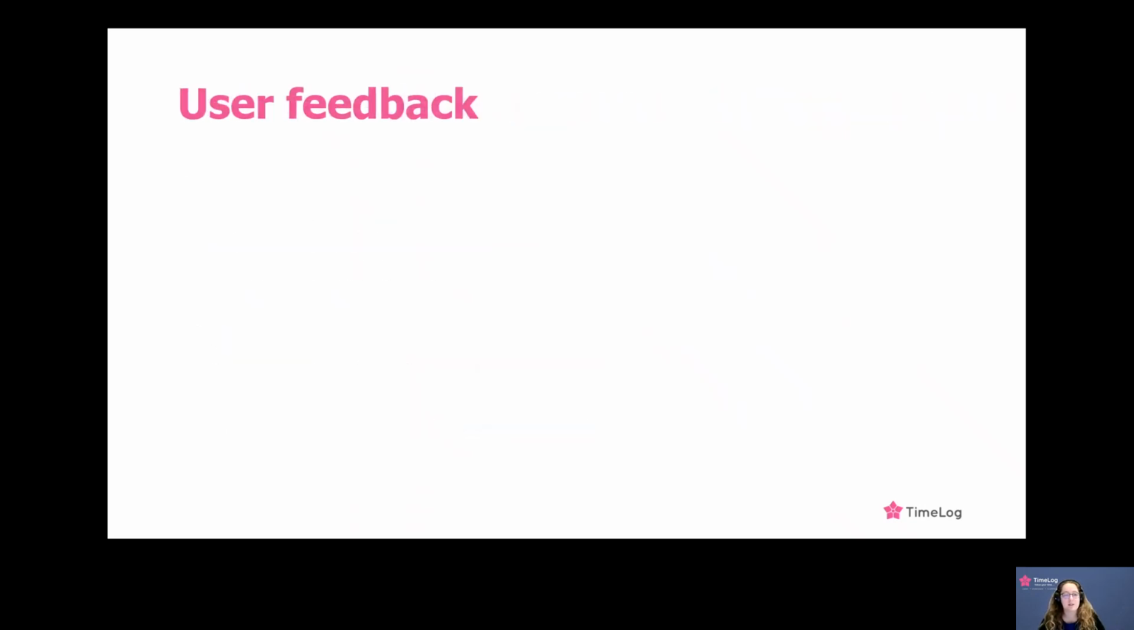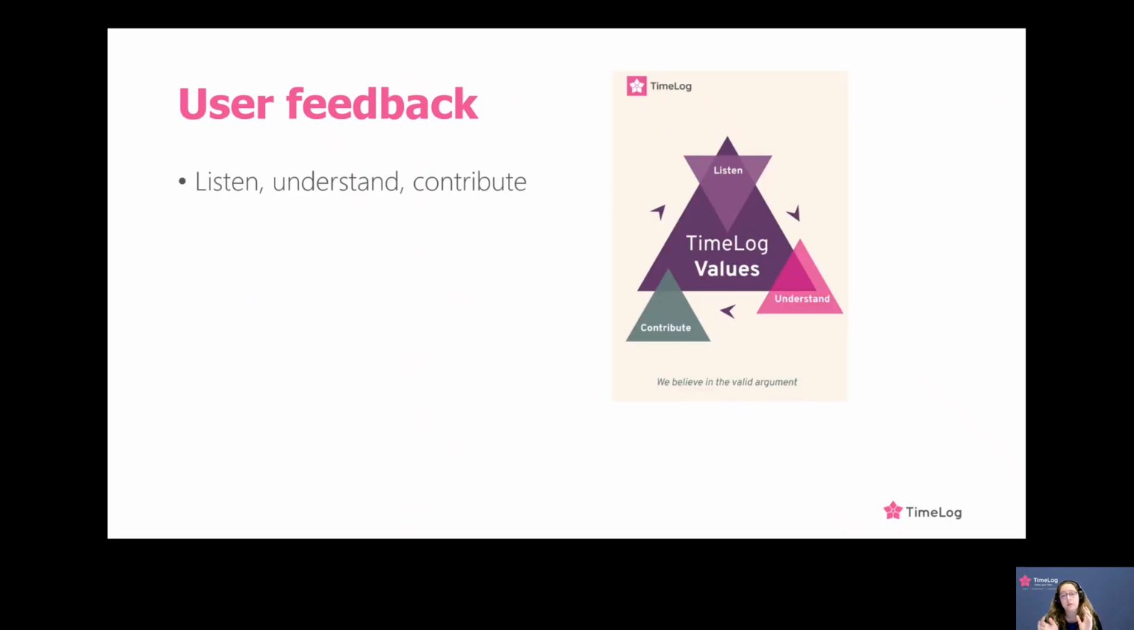Which leads us to the user feedback. And I think in this aspect, it's important to know that everything we do in TimeLog is linked to our values, which are listen, understand, and contribute. So if we don't listen to our customers and we don't understand what their challenges are, well, then we can't contribute with a good solution to actually solve them. So everything we do is centered around these 3 values.